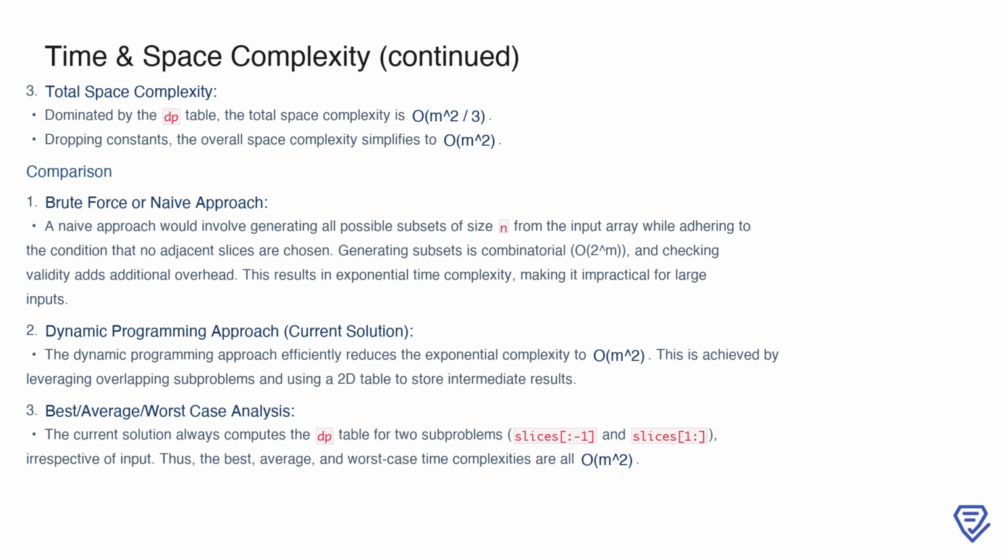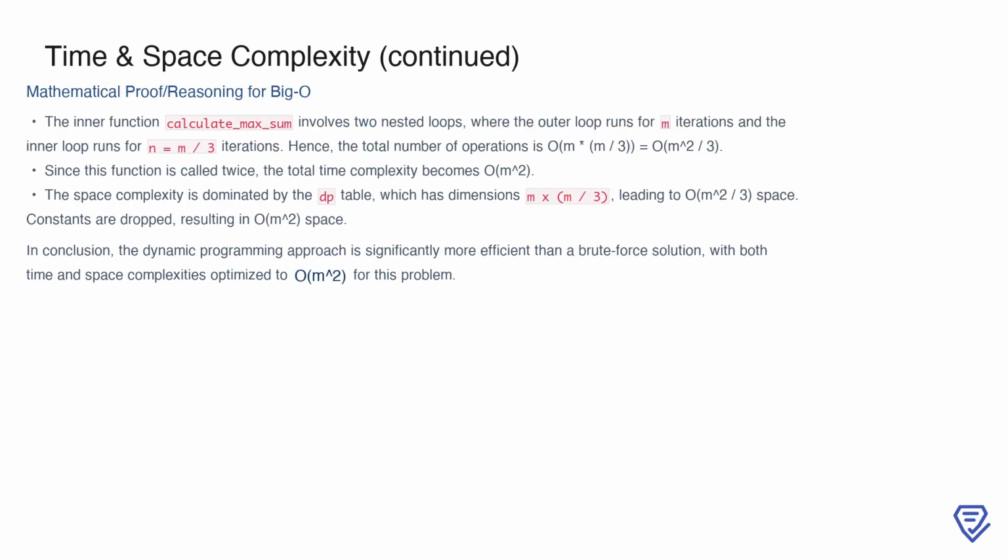This results in exponential time complexity, which is impractical for large inputs. In contrast, the dynamic programming approach reduces this exponential complexity to O(m²), by leveraging overlapping subproblems and using a 2D table to store intermediate results. Furthermore, the best, average, and worst-case time complexities are all O(m²), as the same steps are followed for any valid input. To solidify our understanding, let's break down the mathematical reasoning behind the big O complexities.